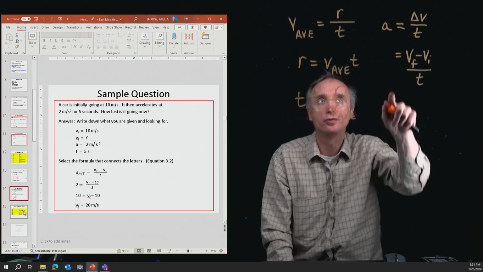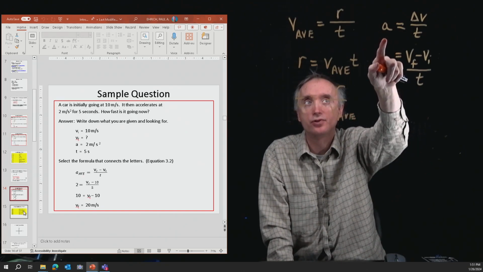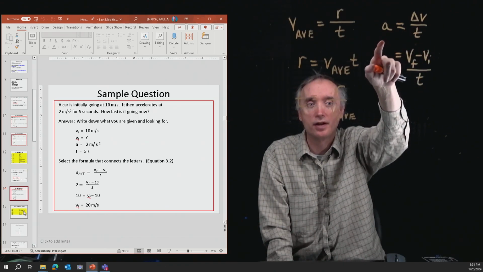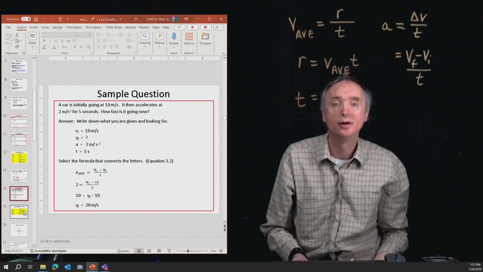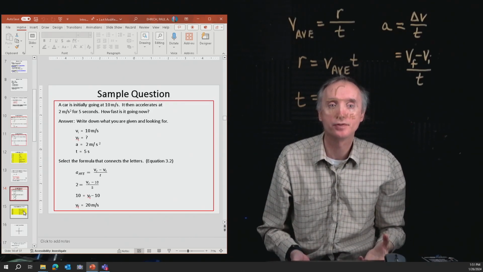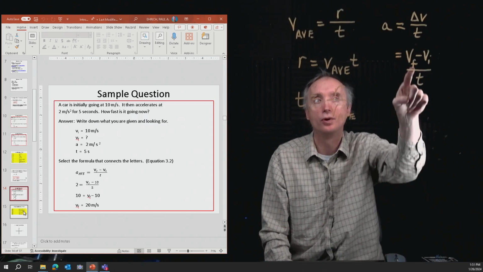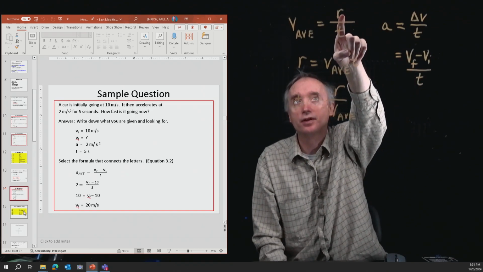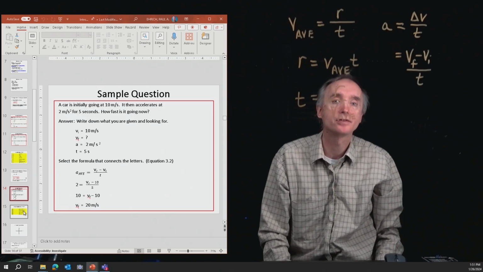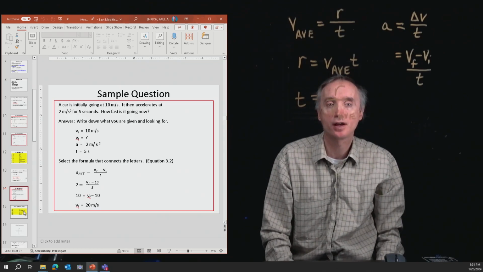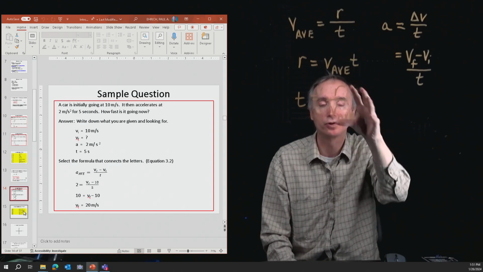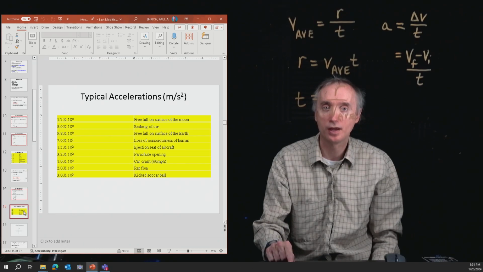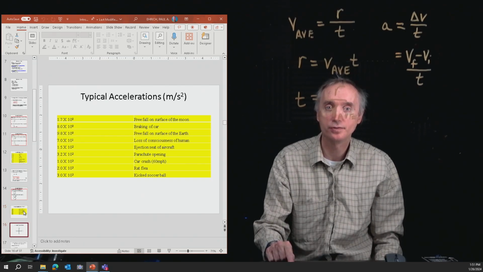So remember that acceleration changes your speed, so that you can think of acceleration as being the master control knob, because whatever your acceleration is, that's going to control what your speed is. And then once you know what your speed is, that's going to control where you're located at. So the acceleration is kind of like the master control knob when we're talking about these equations. So again, here are some typical accelerations.